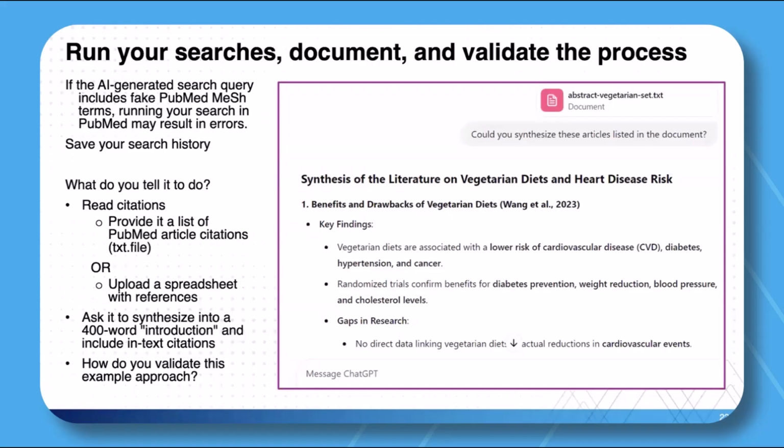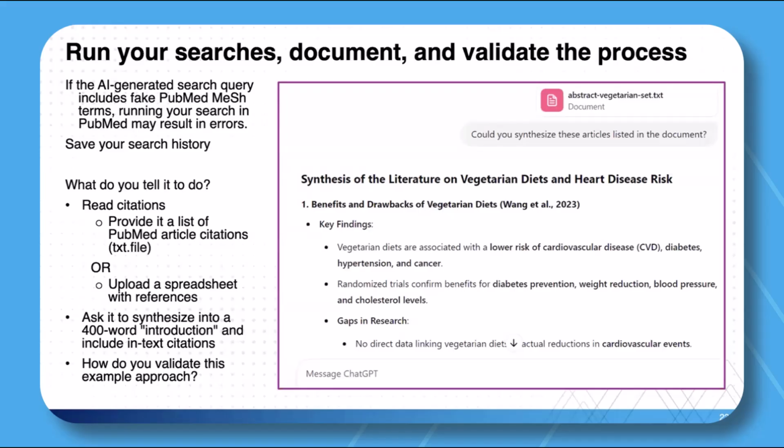Then I returned back to ChatGPT and uploaded the text file as a follow-up prompt, then asked it to synthesize the information in the file into a 400-word introduction and include in-text citations for my paper. The screenshot on the right displays the synthesis and key findings from the references and included citations. It's always a good idea to check and evaluate the AI-generated output.